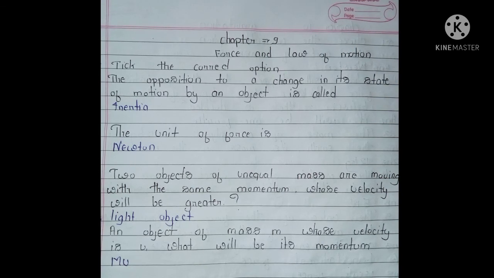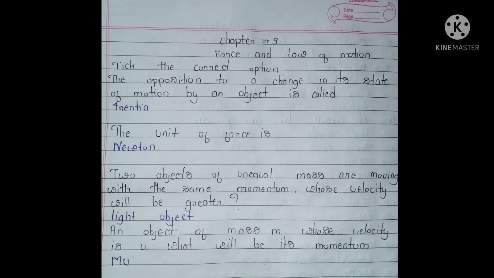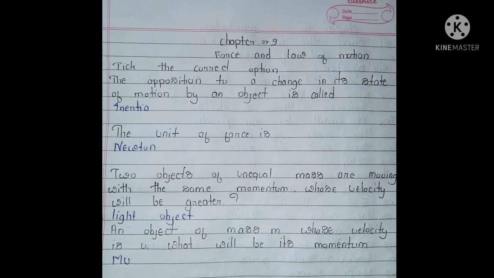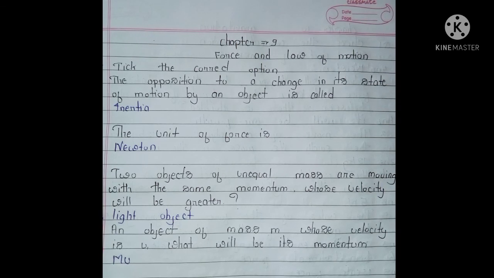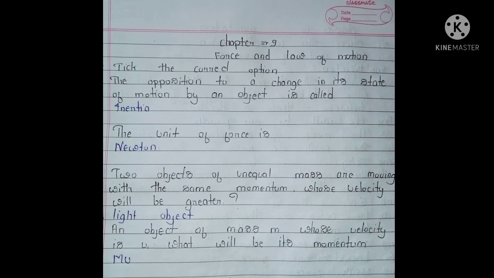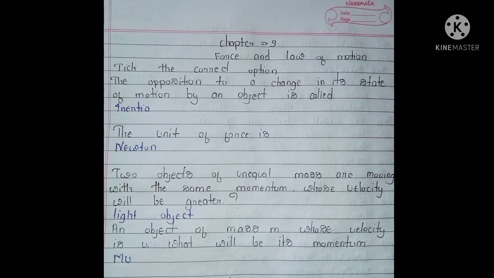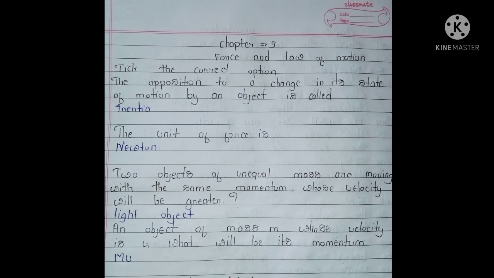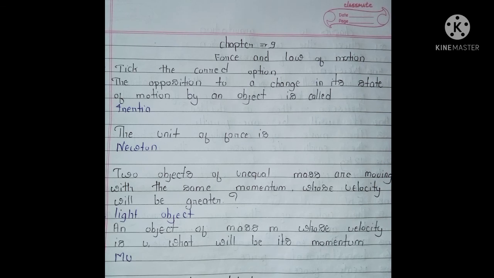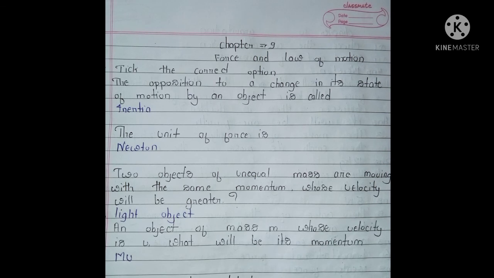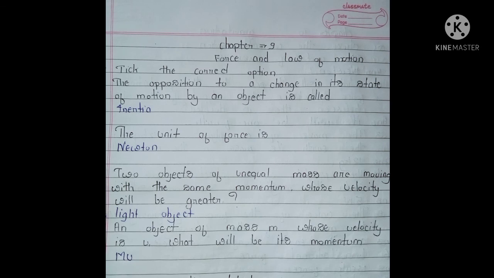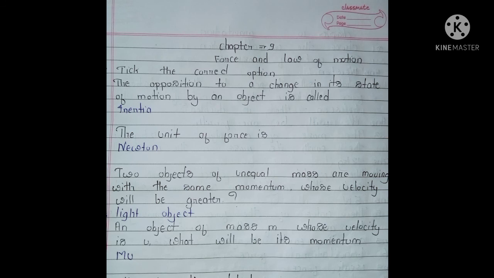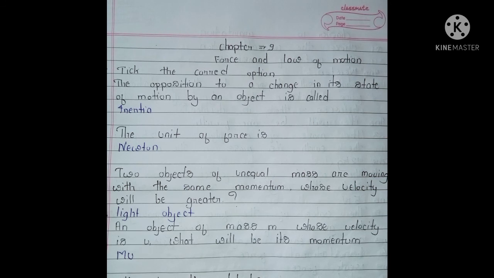देखिए, first question is the correct. The tendency of an object to resist a change in its state of motion is called inertia. Second, the unit of force is Newton. Third, two objects of unequal mass are moving with the same momentum, whose velocity will be greater? Light object. Fourth, an object of mass m whose velocity is v, what will be its momentum? Answer: mv. Fill up the correct complete.